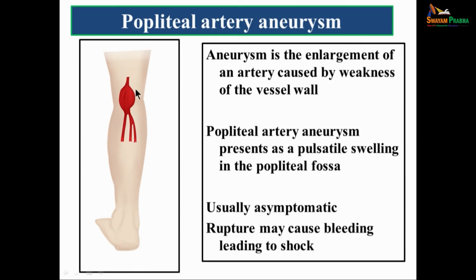You can see the popliteal artery is very much bulged like this. So this is called the popliteal artery aneurysm. Aneurysm is the enlargement of any artery which is caused because of weakness of the vessel wall. Popliteal artery aneurysm presents as a pulsatile swelling in the popliteal fossa. Usually it is asymptomatic, but sometimes the rupture may cause bleeding, and that leads to shock.